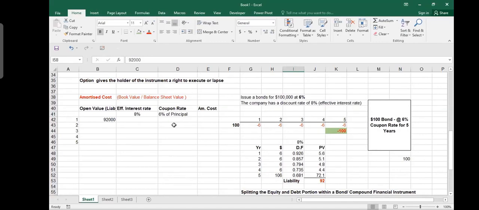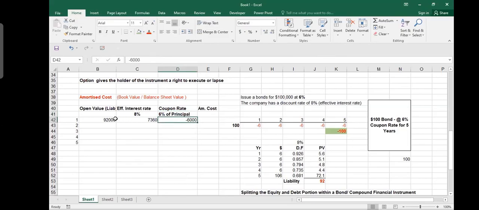And our effective interest rate is 8%. So what will happen? I will say 92,000 multiplied by 8%, which is this much. So this is the interest which is adding up. But then I'm paying interest. How much I'm paying? I'm paying 6,000, because I pay only on the bond, which is 100,000 into 6%. And this is I have paid. So this is my opening liability. This is the interest which has accrued, and this is the interest which I have paid. And when I make a total of that, I get a closing value of 93,360.